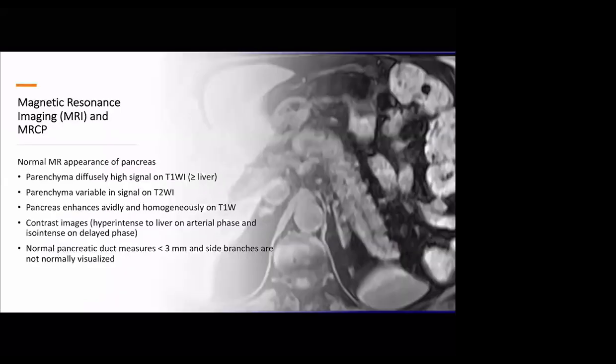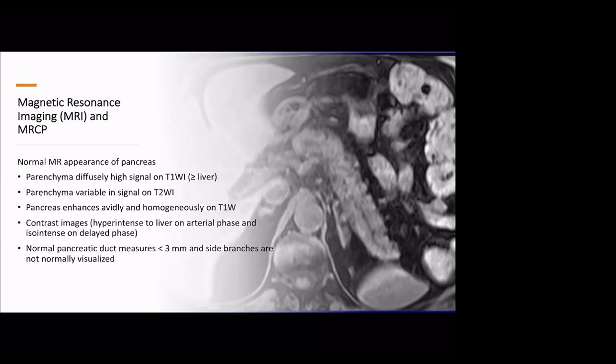Regarding the MRI and MRCP, the normal MR appearance of the pancreas: the parenchyma is diffusely high signal on T1 weighted image, more than the liver, and it has a variable signal intensity on T2 weighted image. The pancreas enhances avidly and homogeneously on T1 weighted image. Contrast image عادة يكون hyperintense to the liver on arterial phase and isointense on the delayed phase.